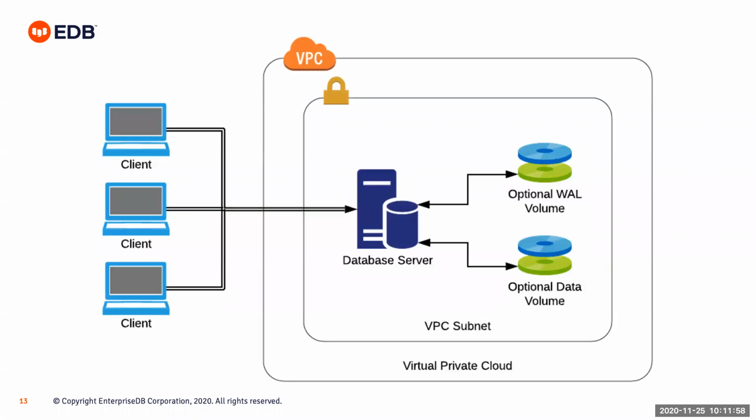And it looks like this, right? One database server with clients connecting directly to the database server. You may have directly attached volumes, or volumes attached in some other way, and you may have it separated into WAL volumes and data volumes. It depends on the load on the server. So, a very simple deployment.